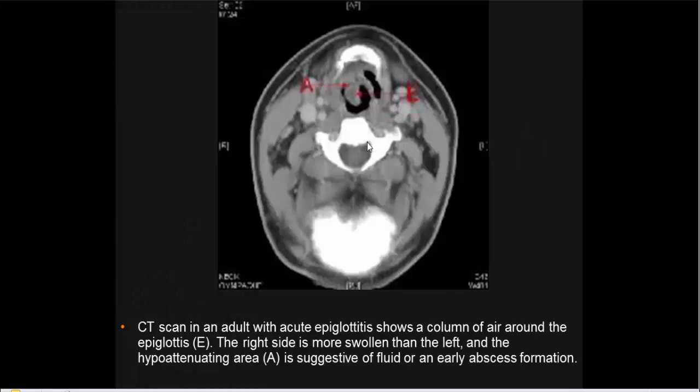This is a CT scan of an adult with acute epiglottitis, showing a column of air around the epiglottis. The right side is more swollen than the left. A hypoattenuating area suggests fluid or early abscess formation within the epiglottis.